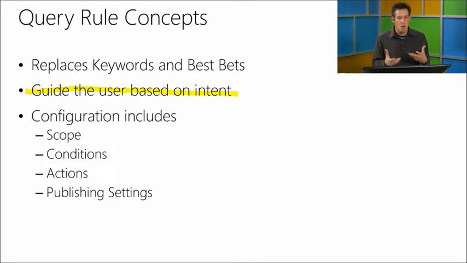Now, what you're going to notice here is when I go in and configure it, I do need to identify the scope, or I guess result set would have been a better way to put that, the particular conditions on the query itself, and then what it is that I want to make available. You'll also notice that I can choose the publishing settings as well.